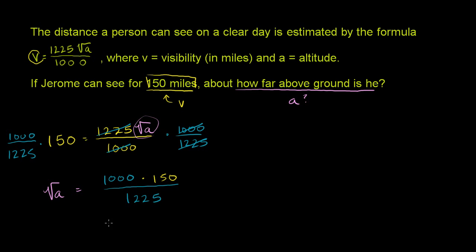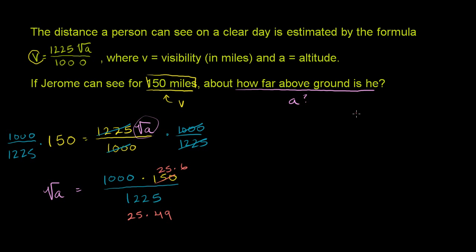And it looks like there's some simplification that we can do here. Both of these numbers seem divisible by 25. This number up here, 150, is 25 times 6. And this number right here is 25 times, let's see, 12 times 4 is 48, and then you're going to have one more, 25 times 49, if I'm doing my math right.